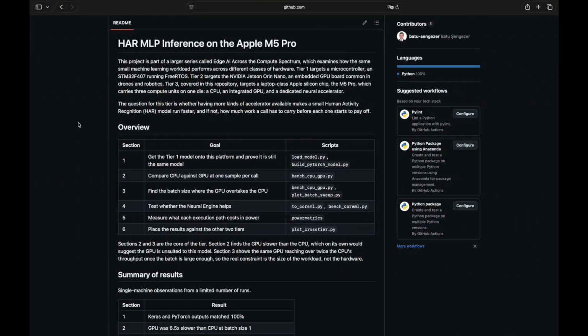When we look at what this video covers, the work is divided into 6 sections. Section 1 ports the human activity recognition model from Tier 1 onto the platform. Section 2 compares CPU against GPU at a single sample per call, which is the batch size this application uses in deployment. Section 3 sweeps batch size upward to find where the GPU overtakes the CPU. Section 4 tests whether the neural engine is used at all. Section 5 measures power draw on both execution paths. And Section 6 places all three tiers side by side, which brings the whole series to its conclusion.